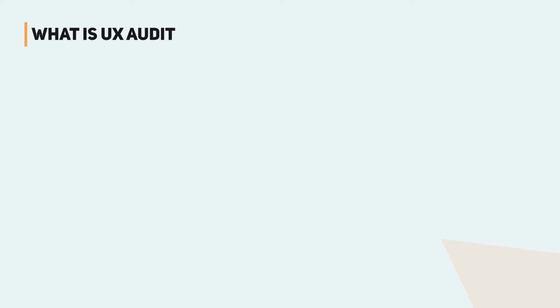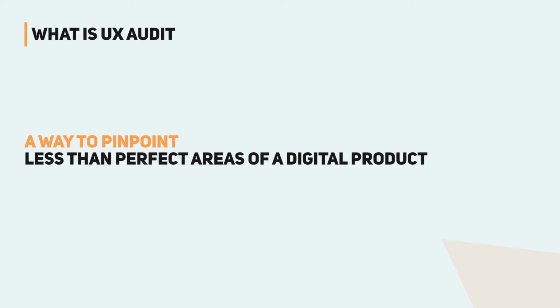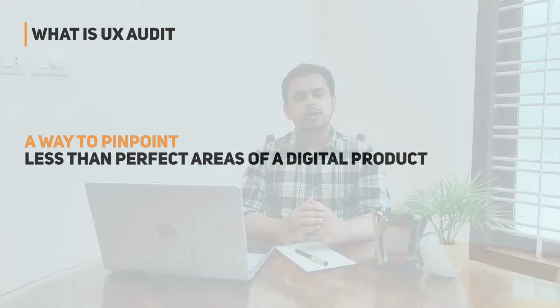A user experience audit is a way to pinpoint less than perfect areas of a digital product, revealing which parts of the app or site are causing headaches for the users and stymie conversions. A UX audit removes speculation by identifying what works, what doesn't, and what may be missing so that designers can focus on fixing the right things. Like financial audits, UX audits also use empirical methods to evaluate an existing situation and offer user-centric enhancements.